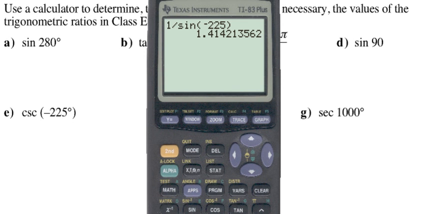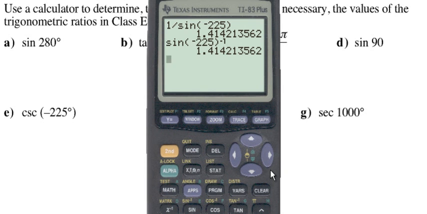Your other option is, your calculator probably has a reciprocal key. Sine, negative 225. Sorry about the delay there, my computer is lagging a bit. And then just say x to the minus 1 to do its reciprocal. So this is do the sine of minus 225 and then flip the result, where you get 1.414, which I believe is the square root of 2.